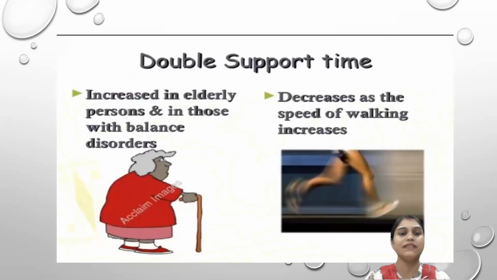Double support time increases in elderly persons and in those with balance disorders. It decreases as the speed of walking increases.